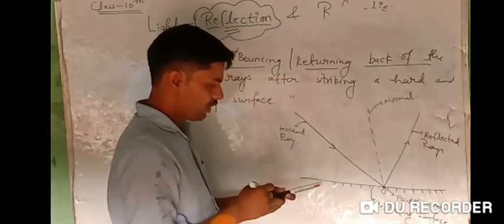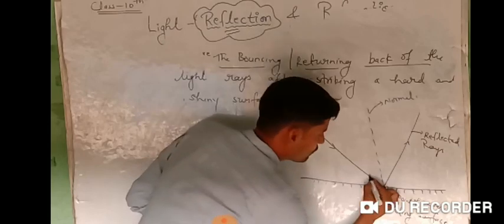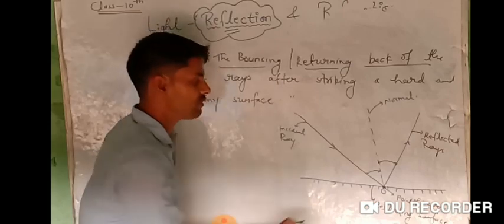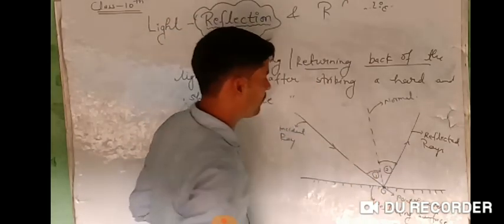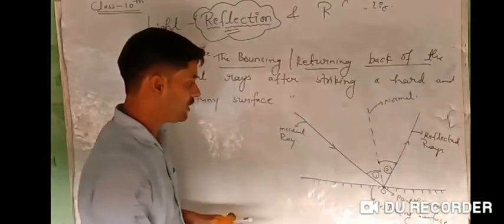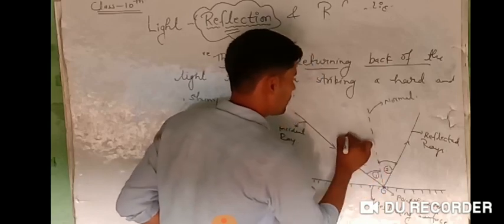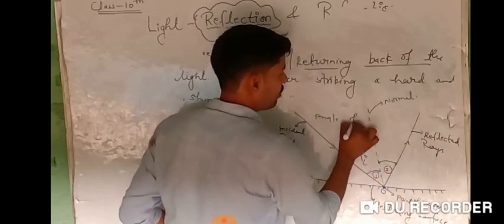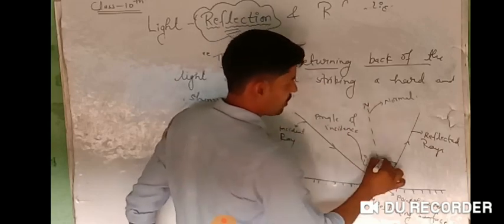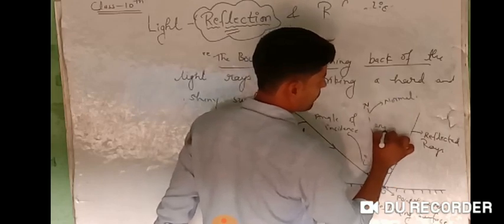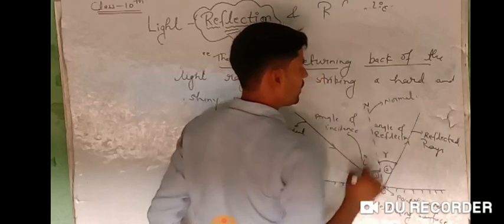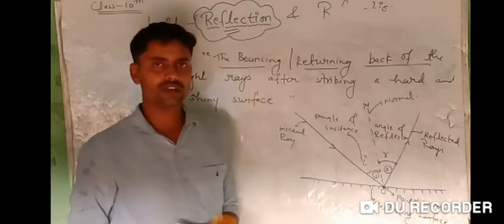Now, you see here, there are two angles formed. This is angle number 1, this is angle number 2. What is the name of these angles? The first one is I, the angle of incidence. This is R, that is the angle of reflection. So, angle of incidence and angle of reflection.